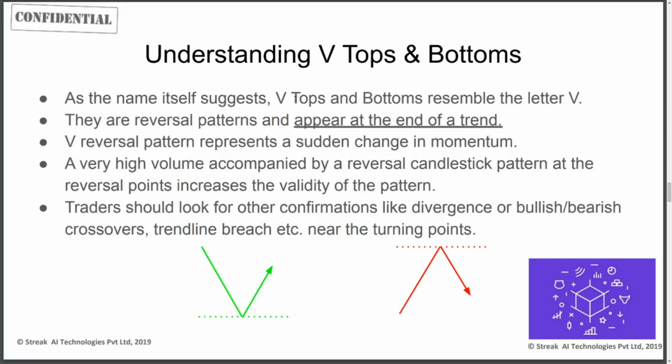Okay, so as the name suggests, V top and V bottom resemble the letter V, and they are reversal patterns like the previous one, and they appear at the end of a trend. So V reversal patterns represent a sudden change in momentum. Okay. And a very high volume accompanied with this reversal candlestick pattern at reversal points increases the validity of pattern. So that is very important to keep in mind.